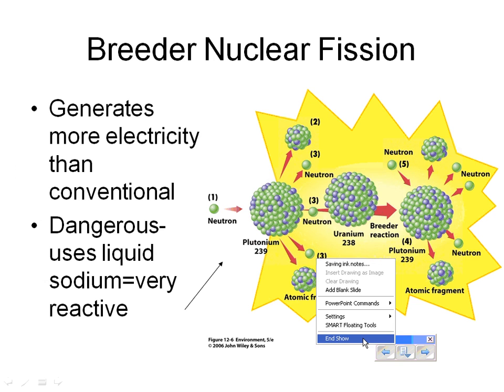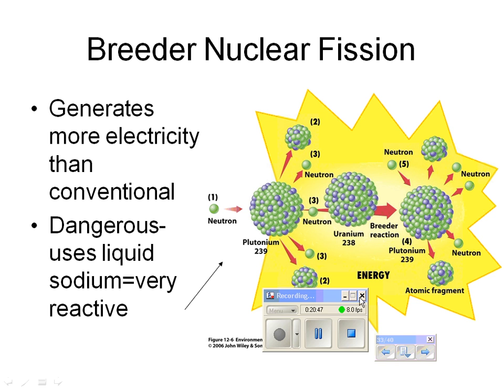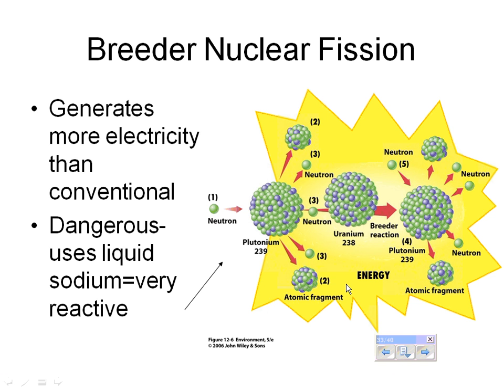Okay, so breeder nuclear fission. Note that breeder nuclear fission is different from our conventional nuclear fission. Breeder nuclear fission is going to use a different fuel. In conventional, like we said, we use uranium, specifically isotope U-235. In breeder nuclear fission, they are able to use uranium-238, which can be made into plutonium-239. Plutonium is used in our breeder nuclear reactors.